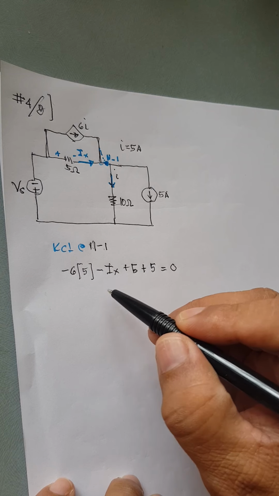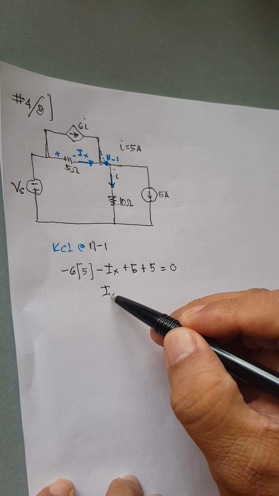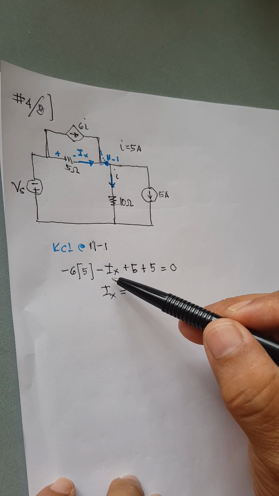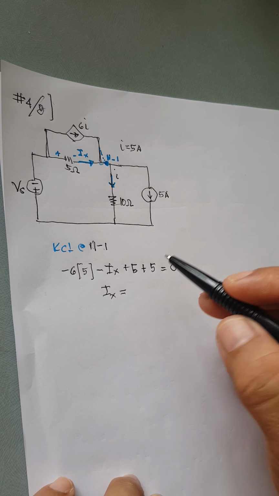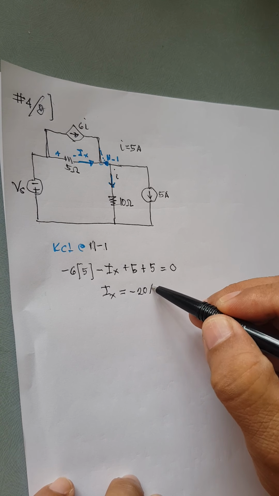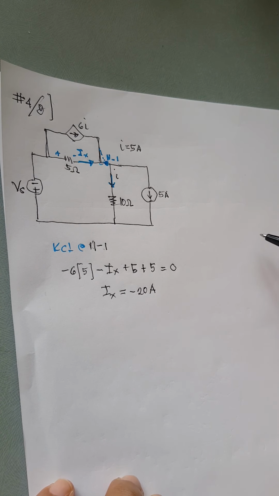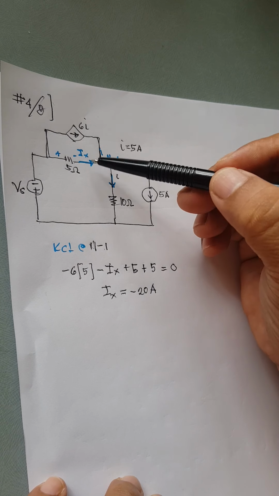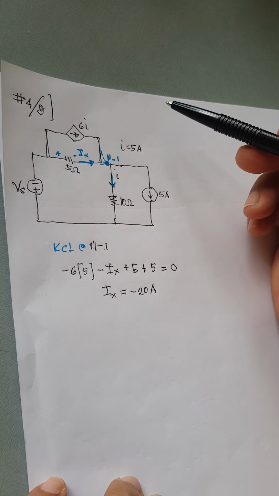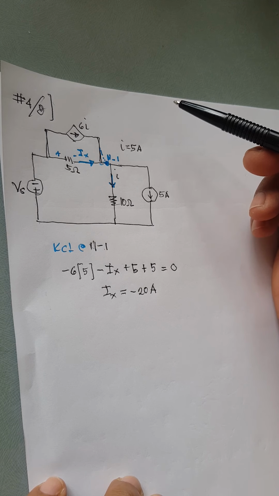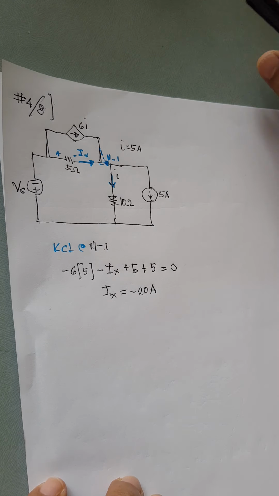Away from the node. So we can now get the value of Ix here. So 5 plus 5, 10. Ix is negative 20 amperes. That's the value of our Ix. So if we're going to remove the negative, then Ix direction should be to the left. So can we be able to get the value of Vs already?